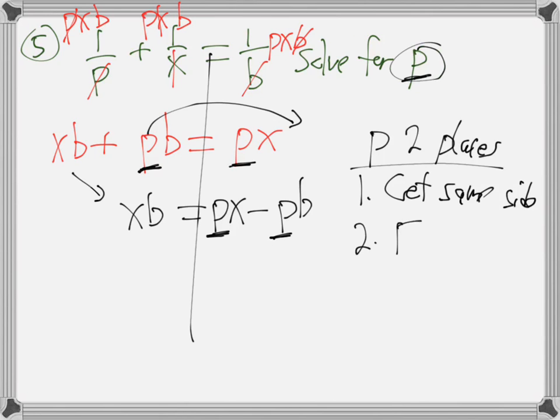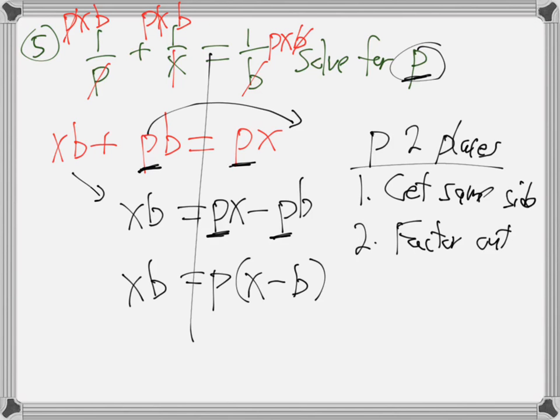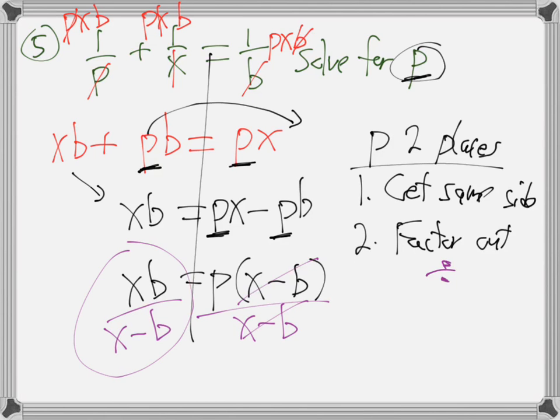And then you factor it out. Remember greatest common factor? So take out P and X minus B, right? Because that P could multiply back in, huh? And last step then is to divide, huh? Just divide by whatever's next to the P. X minus B, boom, boom, gone. P's alone. We got P alone. So we managed to get P alone.